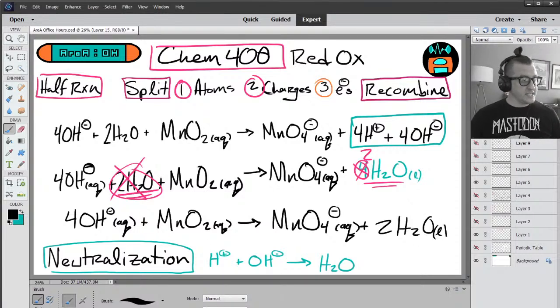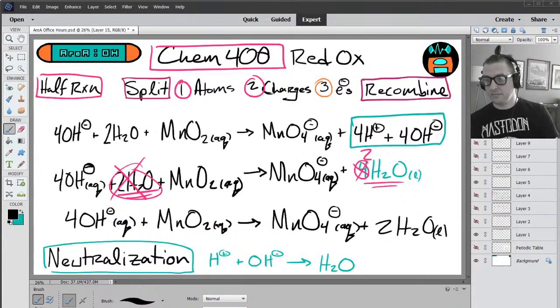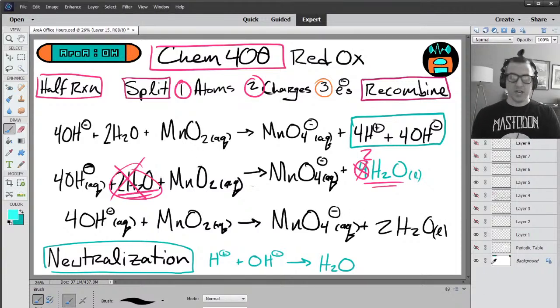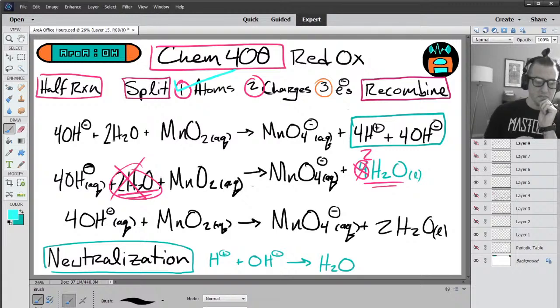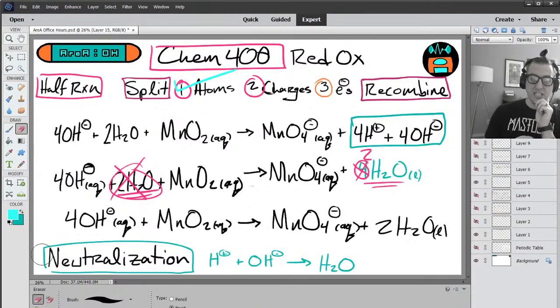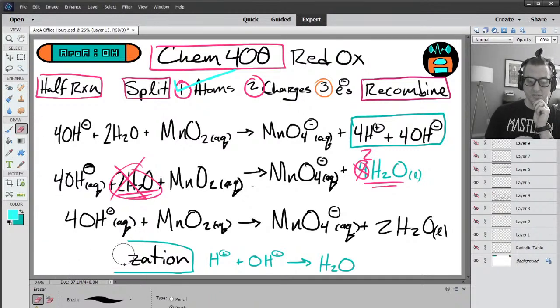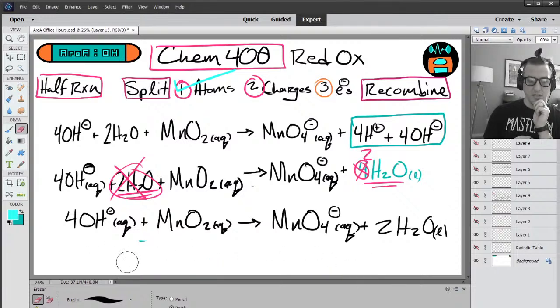All right, now here's the crazy thing. That felt like so much work. We've only just finished balancing the atoms for this half reaction. Right, when you look at, okay, what have we accomplished? We've just balanced our atoms. We still need to balance our charges. So let's go ahead and do that here.